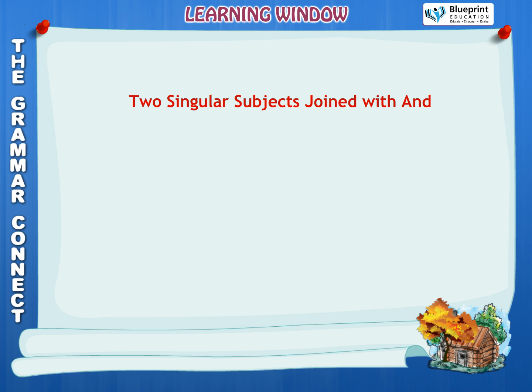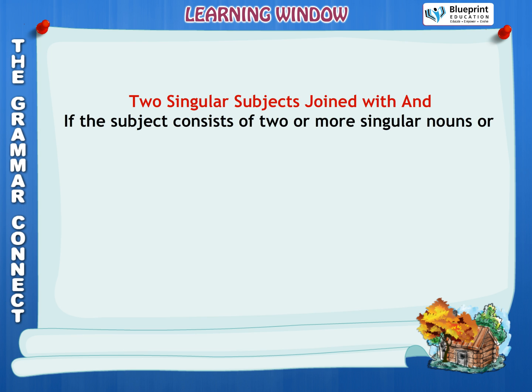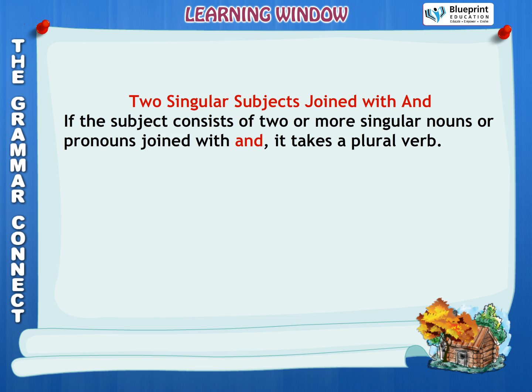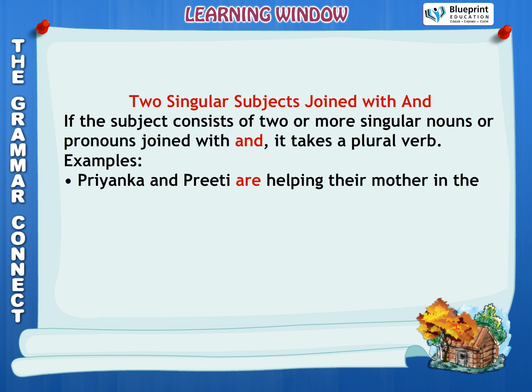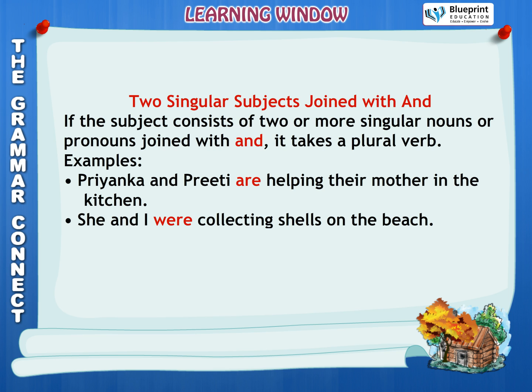Two singular subjects joined with and. If the subject consists of 2 or more singular nouns or pronouns joined with and, it takes a plural verb. Examples: Priyanka and Preeti are helping their mother in the kitchen. She and I were collecting shells on the beach.